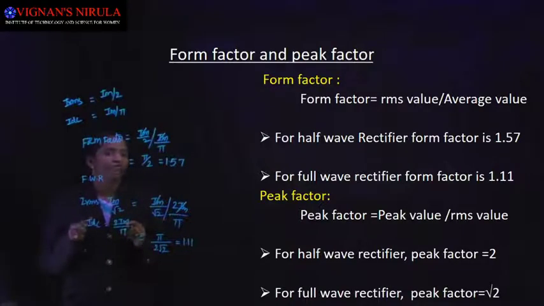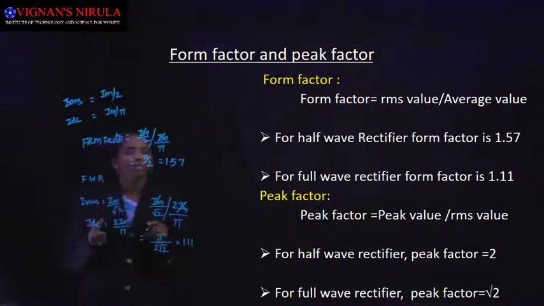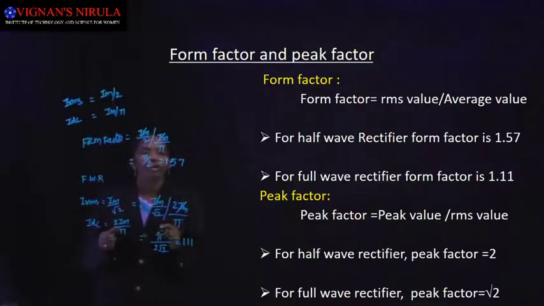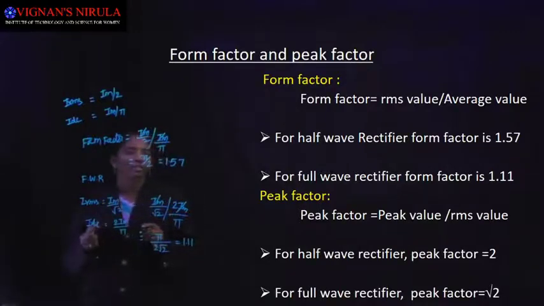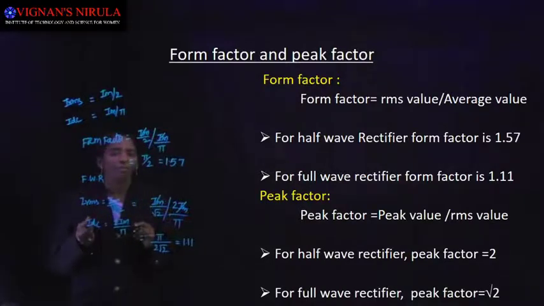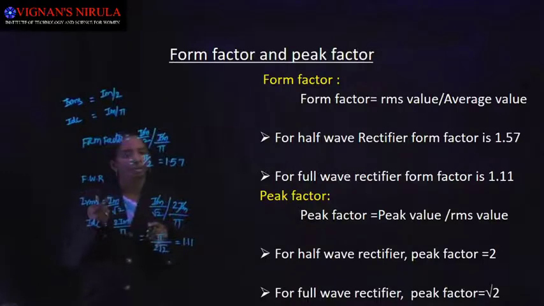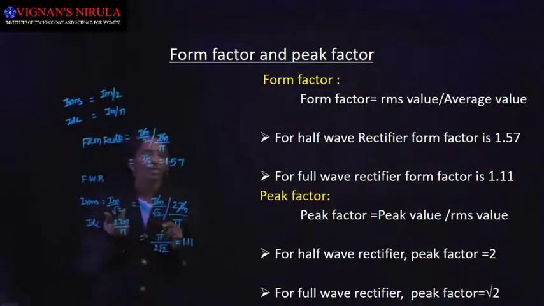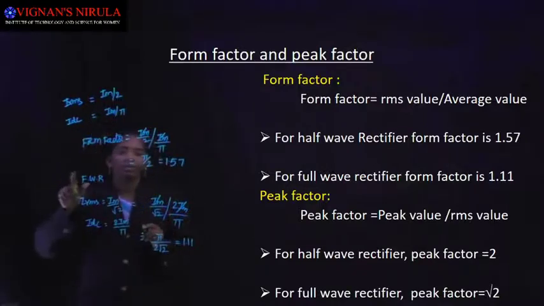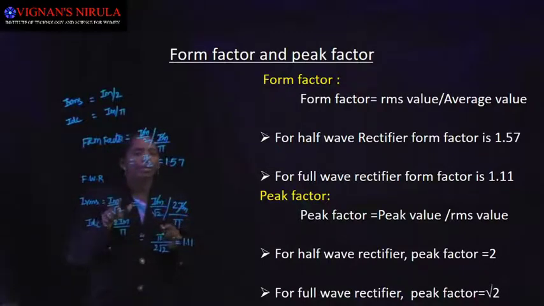Now calculate the peak factor for the half wave rectifier and full wave rectifier. What is meant by peak factor? Peak factor is the ratio of peak value to RMS value. Here the peak value is Im, and the RMS value for the half wave rectifier is Im by 2. For the full wave rectifier, the RMS value is Im by root 2.